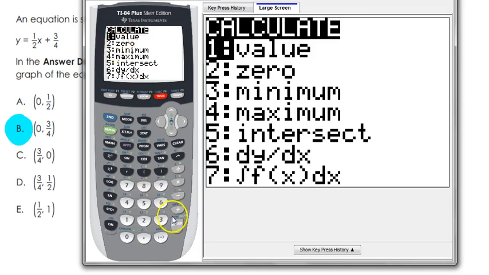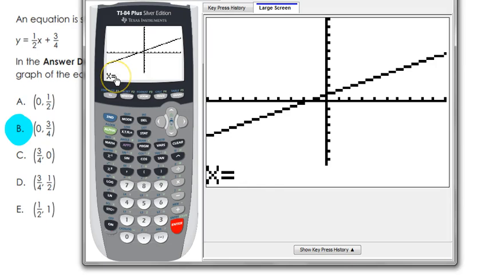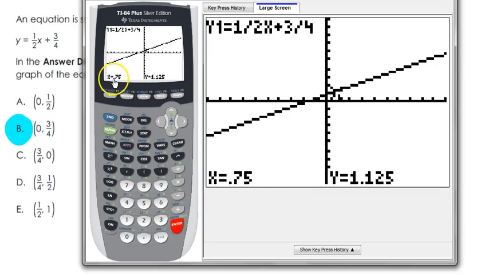and it very specifically says it can calculate the value for you. You just give it the x you want. So here is 3/4. Let's say calculate, if x is 3/4, what's y going to be? This is 1.125. Well, that's not 0, and it's not half, because half is 0.5. So we know none of those are good.